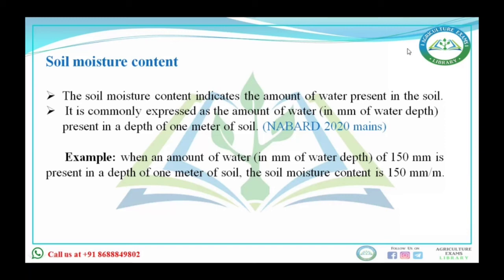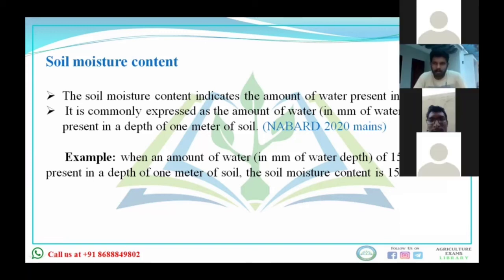Simple. If you take the soil depth as 1 meter, and in that 150 mm of water is present, that means the soil moisture content is 150 mm per meter. The answer was also given in the question only.